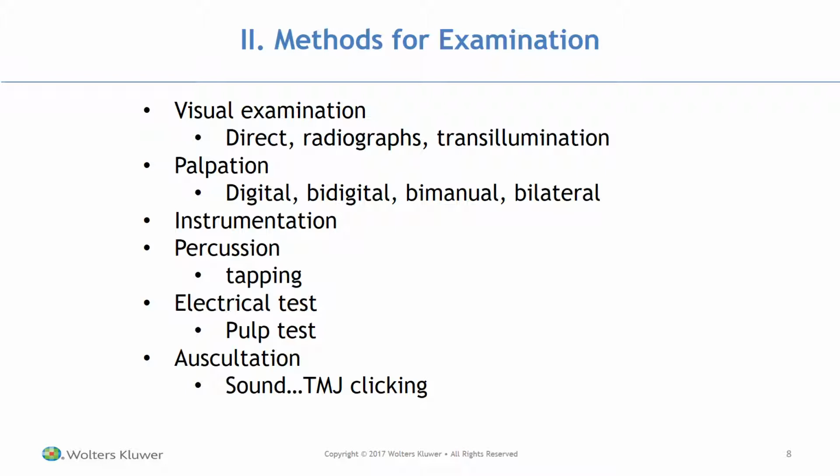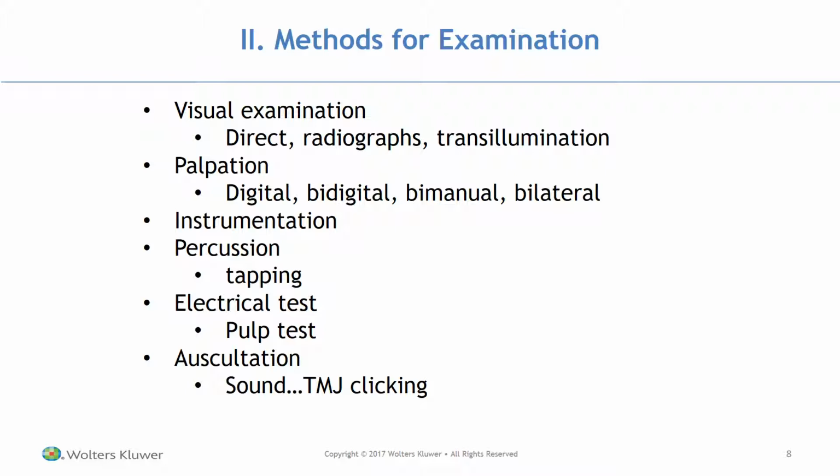Then we have bilateral. Lateral meaning side, right? So a hand on each side. This is used to check the TMJ and also to palpate the chin for the submandibular lymph nodes.